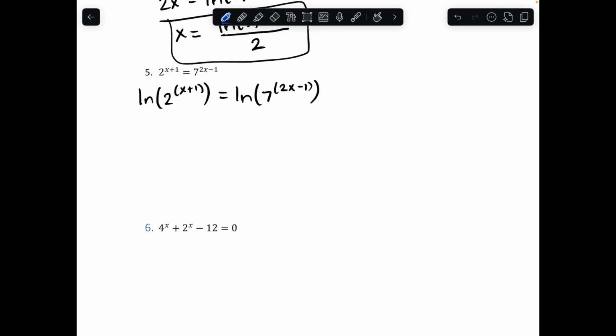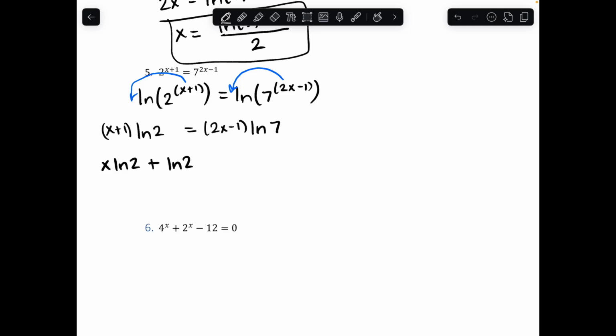Now, the properties of logarithms say that I can take my exponent and just drag it down and multiply it in front. So this then becomes x plus 1 times the natural log of 2 is equal to 2x minus 1 times the natural log of 7. Now, this is going to look a little ugly, but we need to make sure we get all the x's on one side, and I can't do that without distributing first. So let's go ahead and distribute. We'll get x times natural log of 2 plus natural log of 2 is equal to 2x times natural log 7 minus natural log of 7.